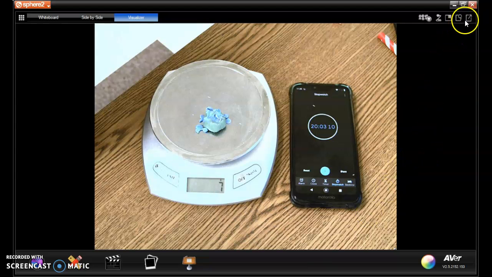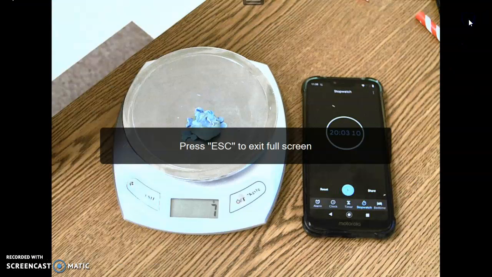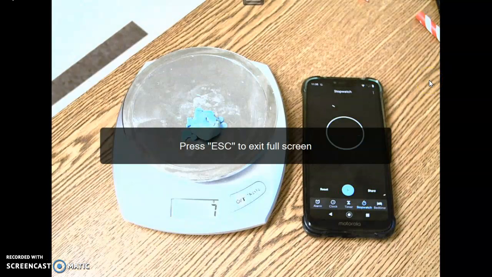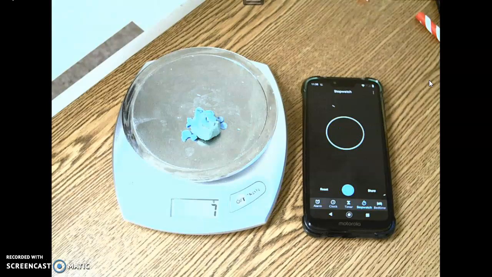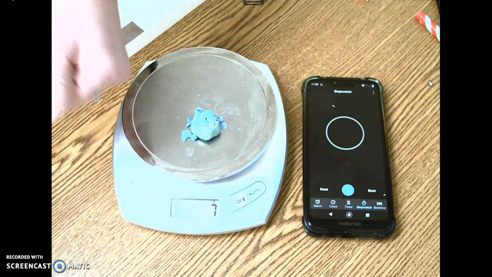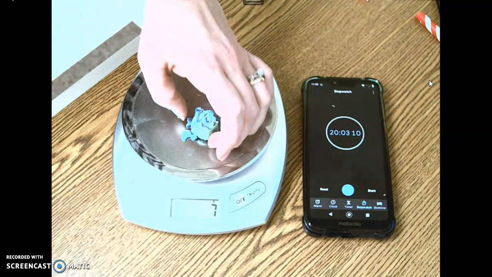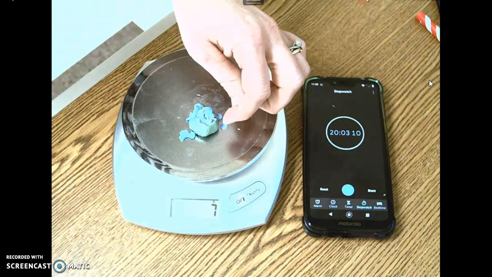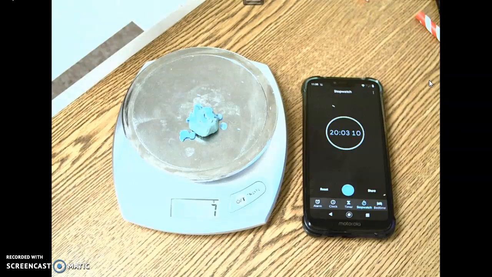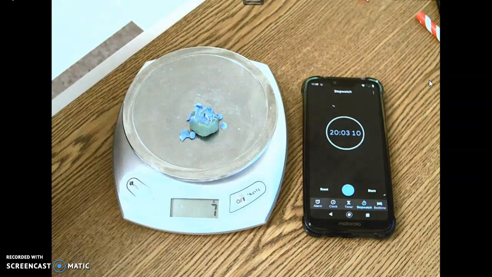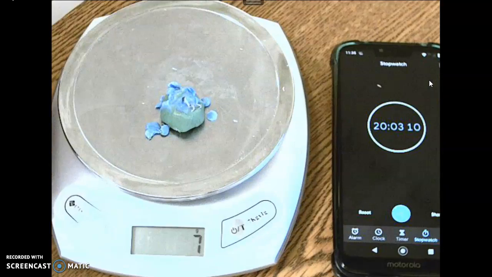Okay, welcome back. I did want you to be able to see what it looked like when we were done. I did stop this at about, well, the flame kind of went out a little over 20 minutes. So as you can see, this is what we've got left, and we are at 7 grams. Positioning probably is not going to matter all too much. Ended up at 7.